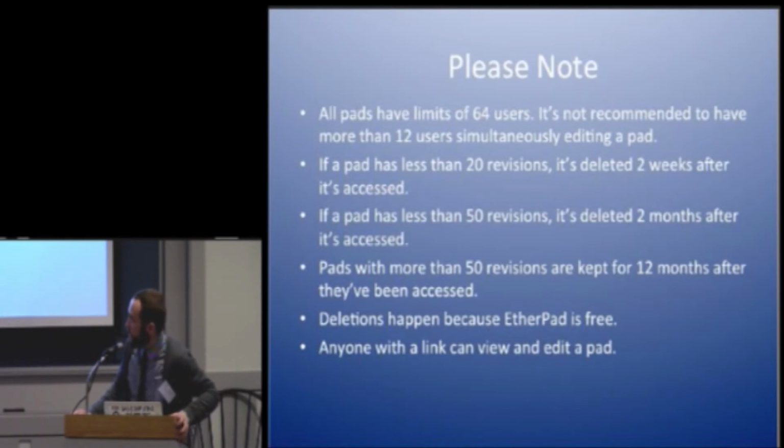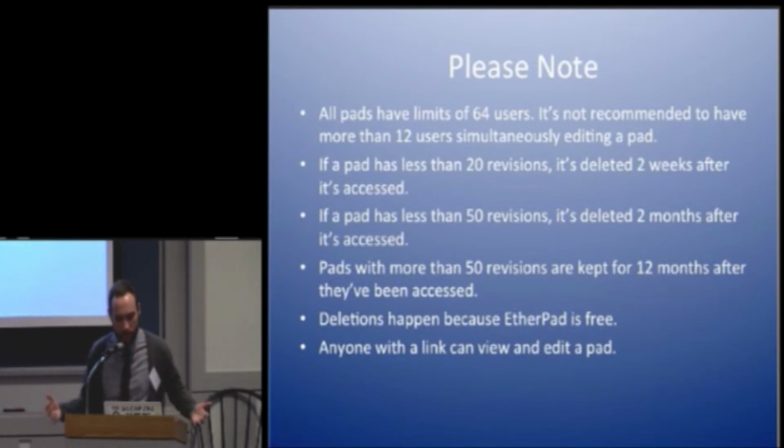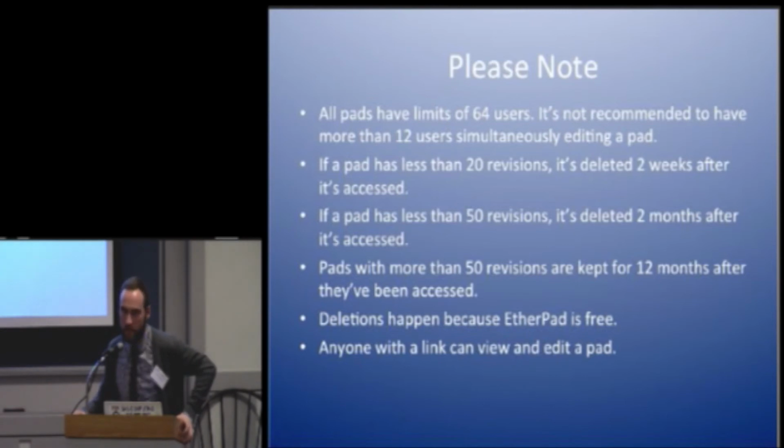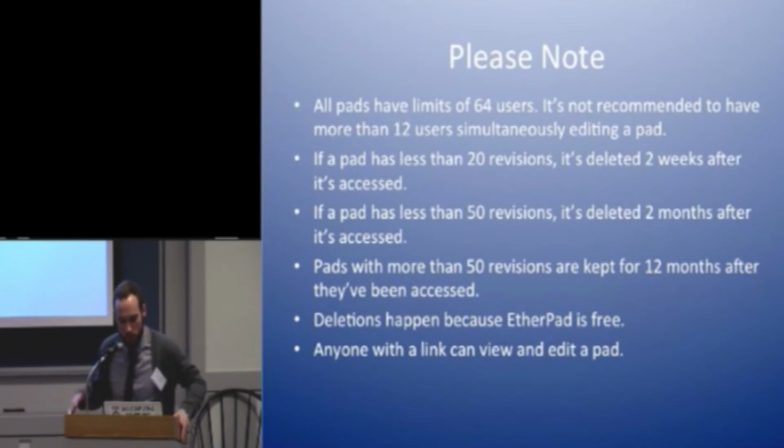A couple of things to note. Etherpad has a limited span for each individual document. So for instance, if the pad has less than 20 revisions, it's deleted 2 weeks after the last time it was accessed. 50 revisions, it's 2 months. And then more than 50 revisions, it's kept for 12 months after it was last accessed. So deletions happen because Etherpad is a free service.